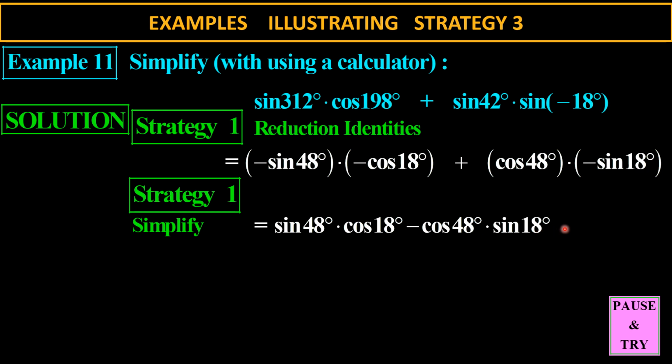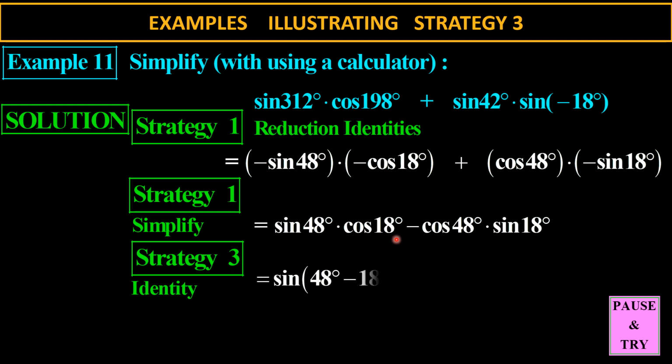There are no like terms here. We can't factorize. Strategy number 3, we're going to use an identity. Do you recognize the identity? Sine cos minus cos sine, right? That's 48 and 18. We can use the compound angle identity, which is 48, and there's a subtraction, so I subtract the 18.